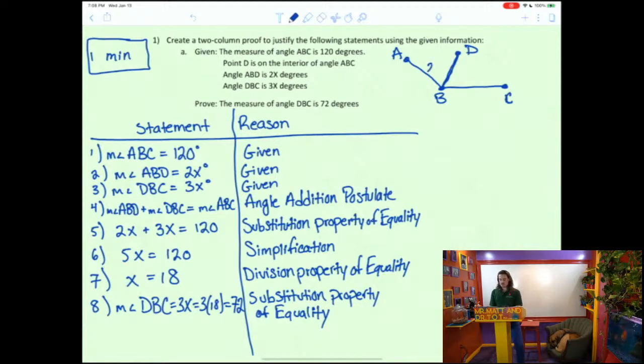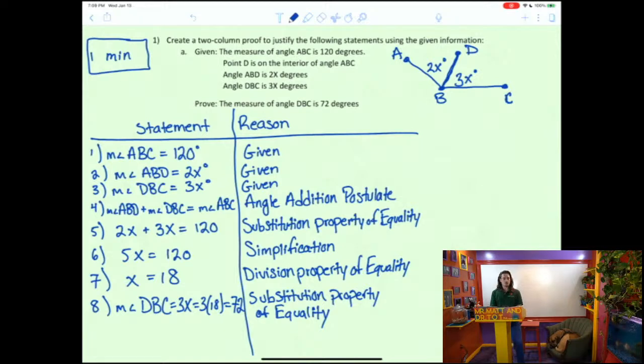That's given. The measure of angle ABD is equal to 2x degrees. That's given. And then number 3, the measure of angle DBC is equal to 3x degrees. That's also given. From the angle addition postulate, we can say that the measure of angle ABD plus the measure of angle DBC must equal the measure of angle ABC.